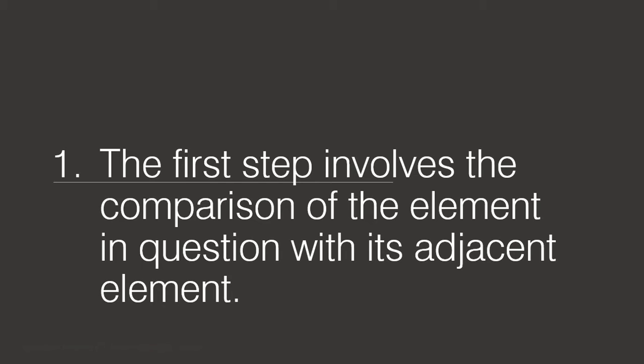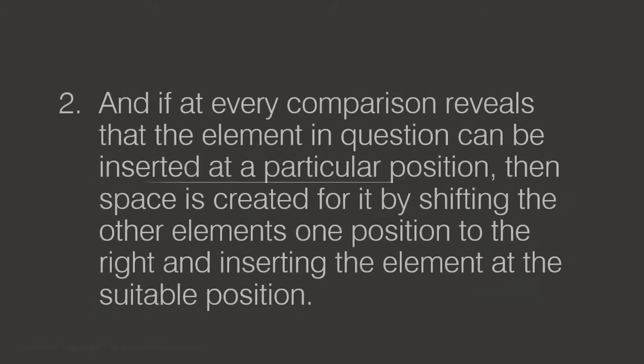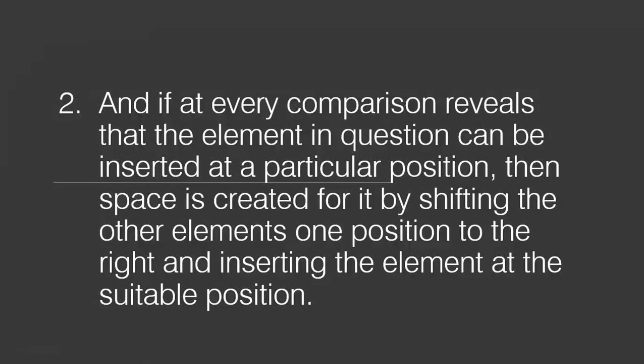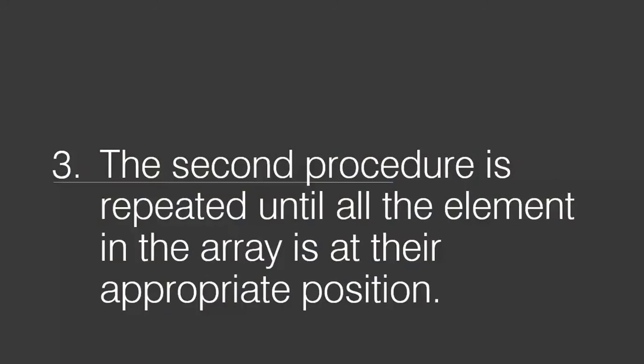The first step involves comparing the element in question with its adjacent element. Second, if the comparison reveals that the element can be inserted at a particular position, then space is created for it by shifting the other elements one position to the right and inserting the element at the suitable position. On the third step, the second procedure is repeated until all the elements in the array are at their appropriate positions.